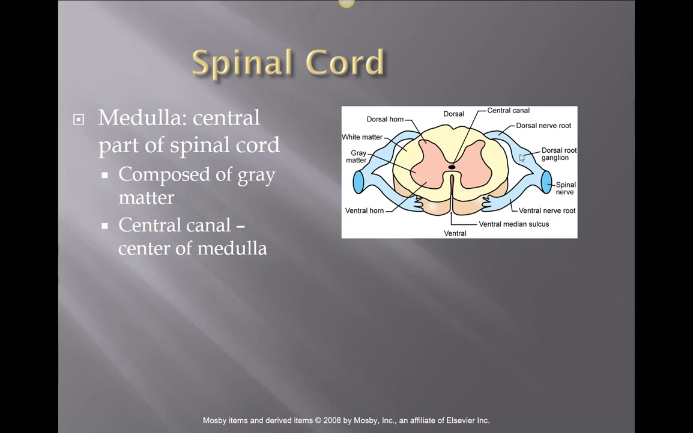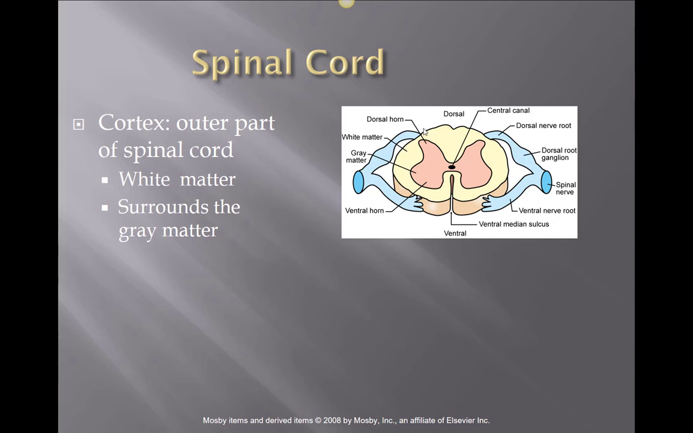So the dorsal side is always afferent, bringing information in. The ventral side is always efferent. It's always sending motor information back out. In the very center of the medulla is what they call the central canal, and this is where cerebrospinal fluid is going to flow down the center of the spinal cord.